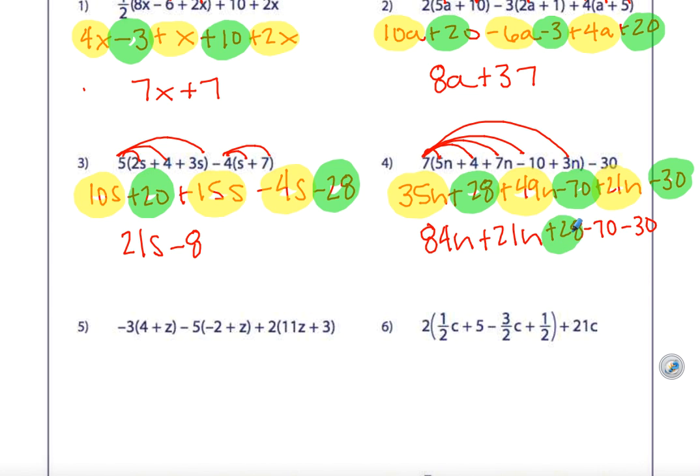So again, your constants would all go together, and then your stuff with n would all go together. So when you do 84 plus 21, you would get 105n. And then you would have 28 minus 70 minus 30, which would give you negative 72.